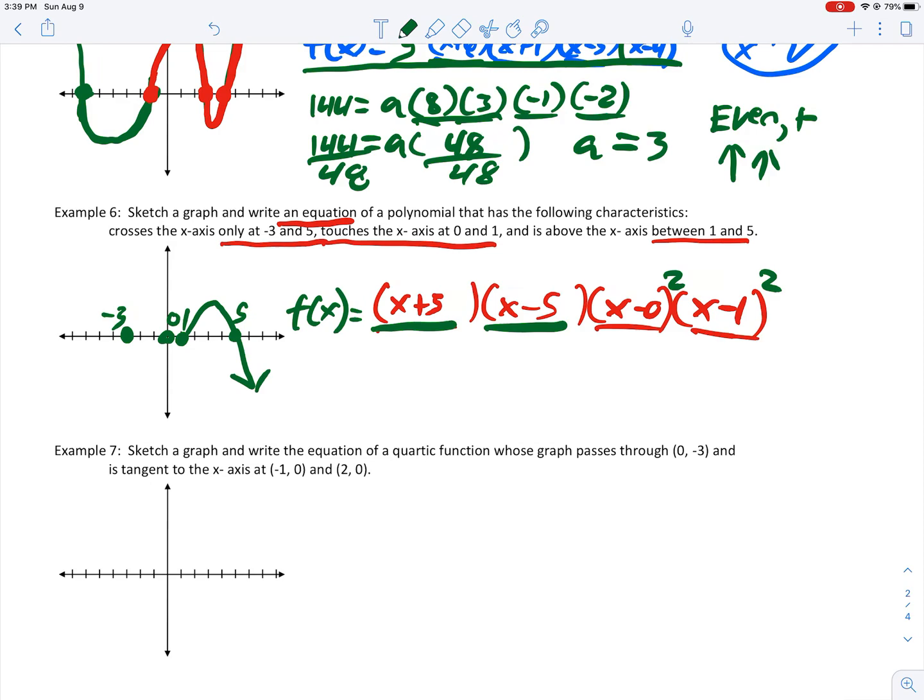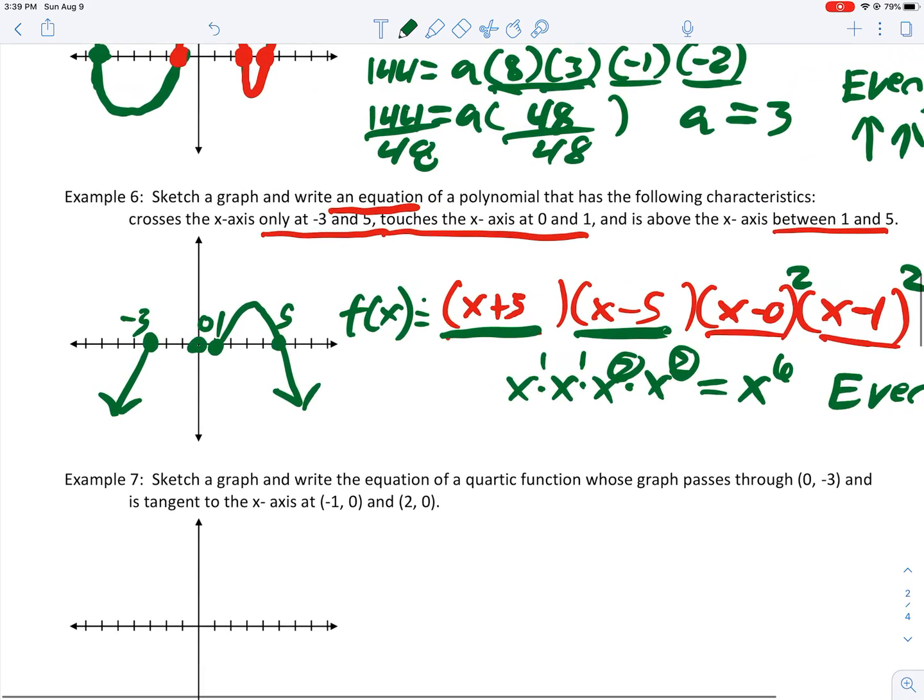So right now we have x times x squared times x squared. So that would give us x to the 2, 4, 5, 6. So it's even. It ends low, so this has got to be low too. Right? Because it's even, so it's even and negative. How do I know that it starts low? Because even graphs start and end in the same direction. So if it ends low, it's got to start low, sorry. Okay, so now that means our a value would be negative.